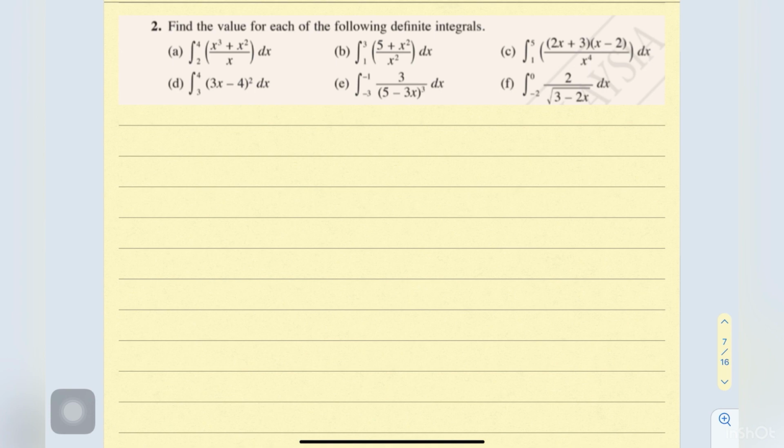Then we move to the next question, which is question number 2. Find the value of each of the following definite integrals. Integrate 4x cubed plus x squared over x.